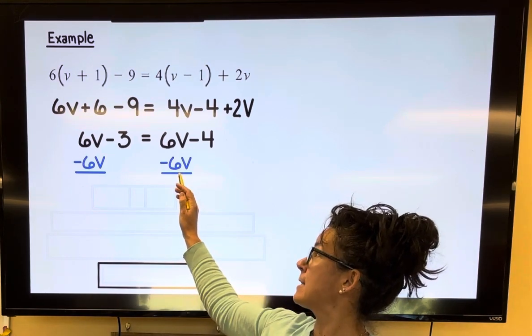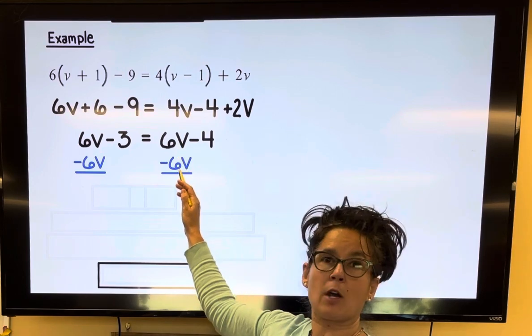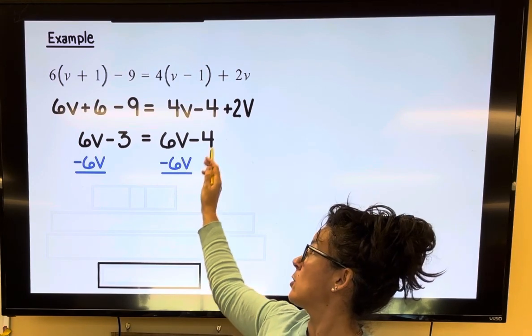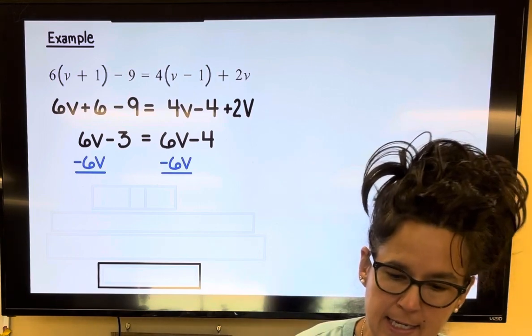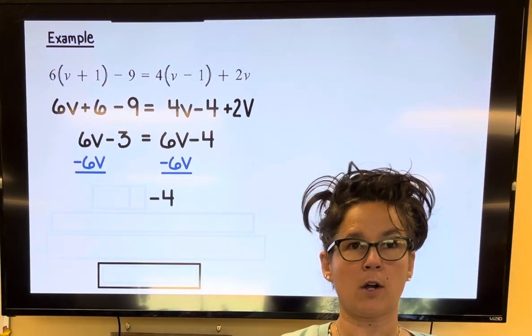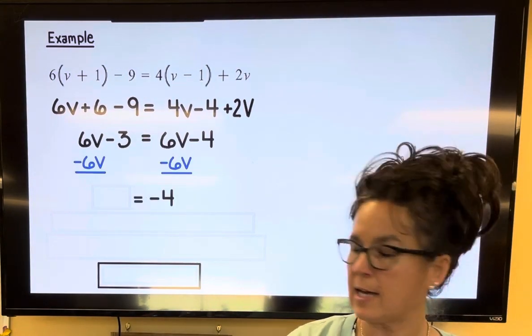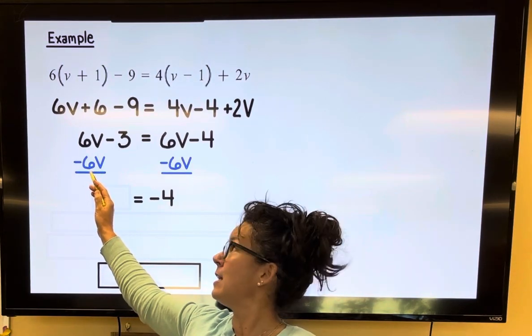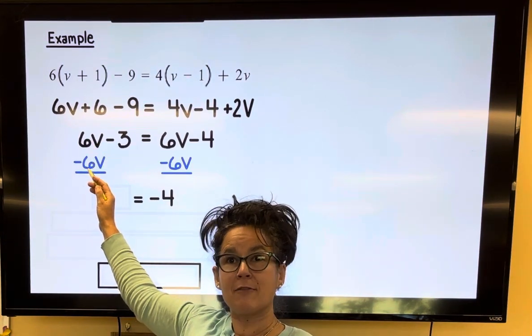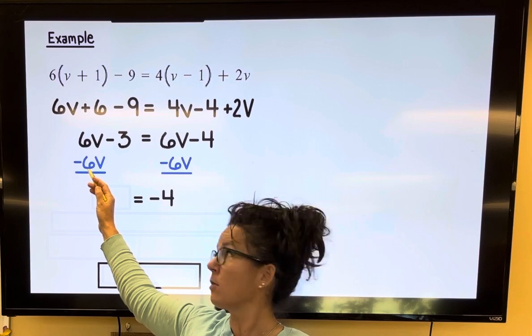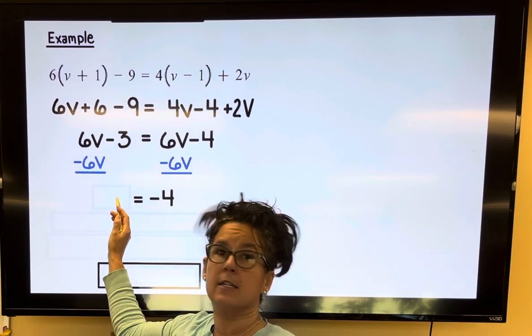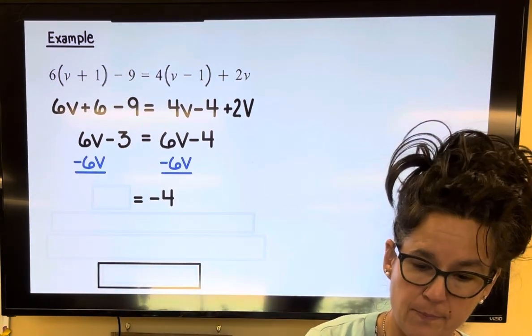When I subtract 6V, see how the V's drop out? And so all I have left on the right side is the number -4. I bring down the equal sign. When I subtracted 6 V's, the V's dropped out on the left also. And all I have left is -3.